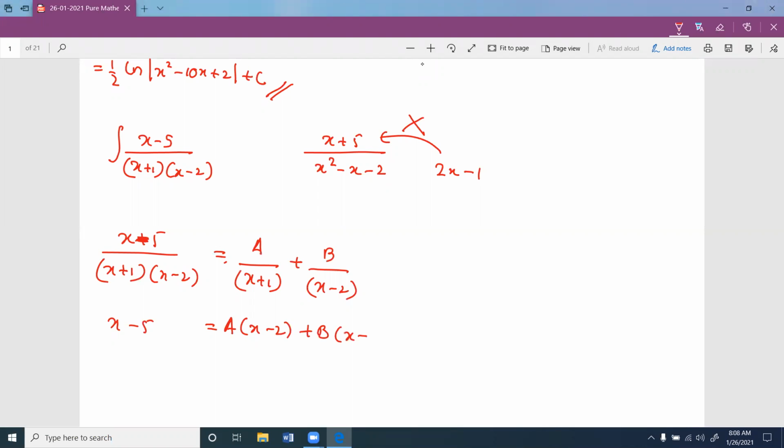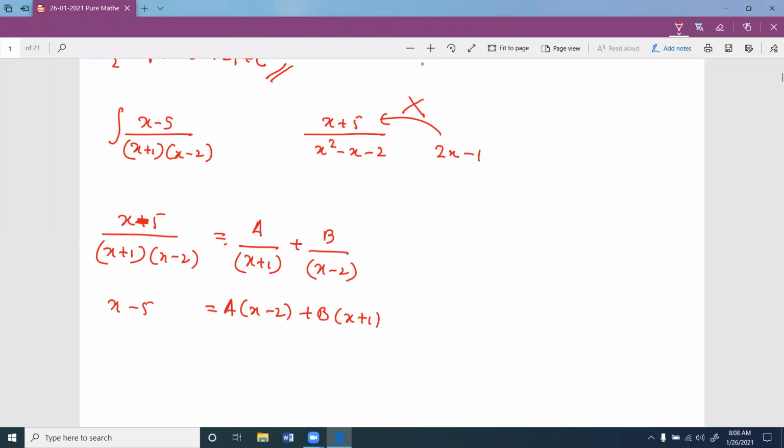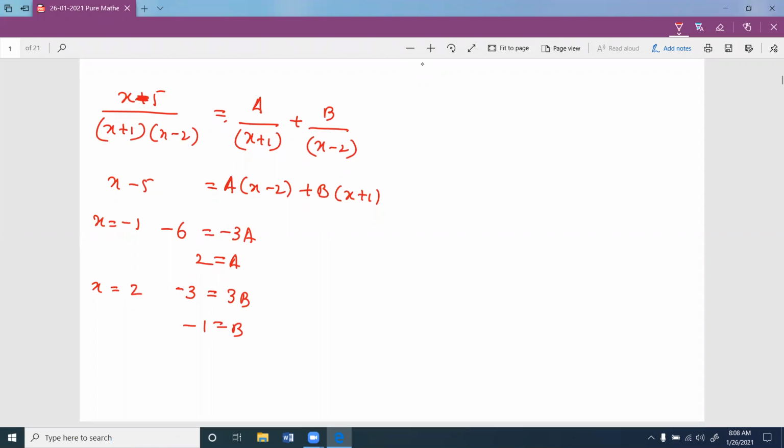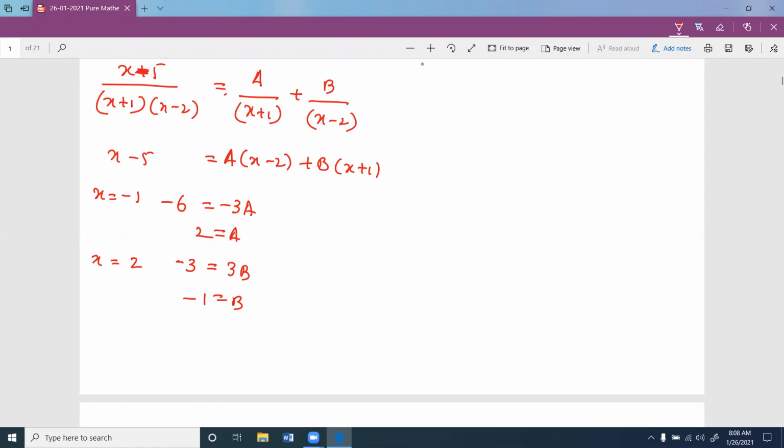If you feel like this is hard, just refer to our previous topic, partial fractions, and see how it comes. Then you can say, if you put x equals minus 1, it's minus 6 equals minus 3a, therefore a becomes 2. If you put x equals 2, minus 3 equals 3b, therefore b becomes minus 1. Therefore, you can write the integration in this format.